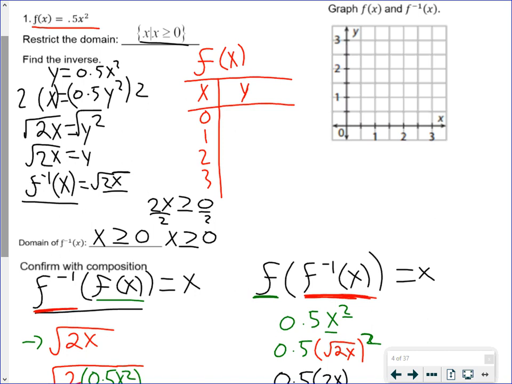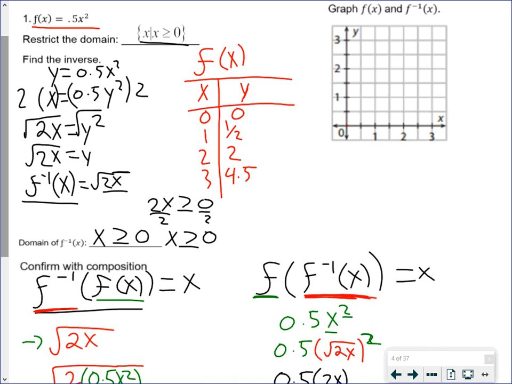We plug in 0 into this equation, we end up getting 0. 0 squared is 0, and 0 times 0.5 is going to be 0. We plug in 1, 1 squared is 1, 1 times 0.5 is 1 half. We put in 2, you get 2, and when you put in 3, you get 4.5. So that's our f of x function. So let's go ahead and graph that.